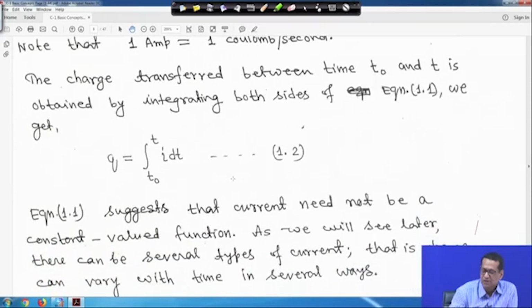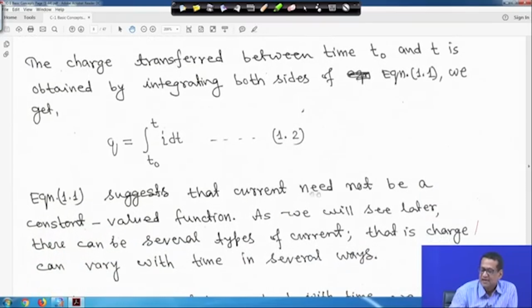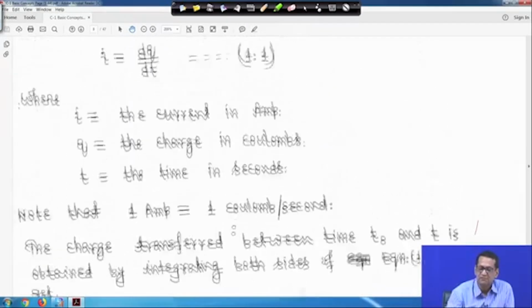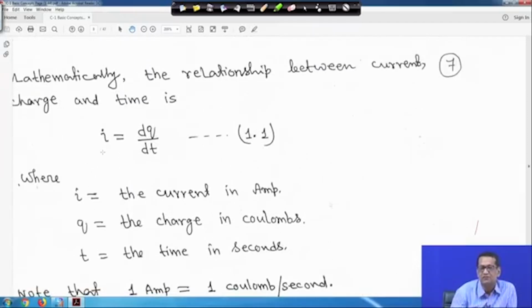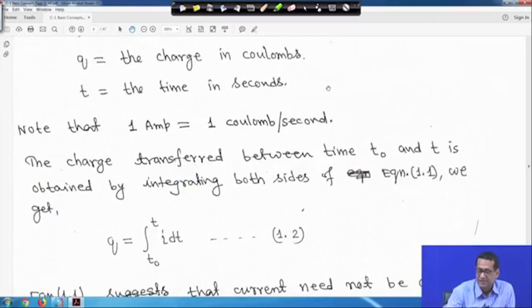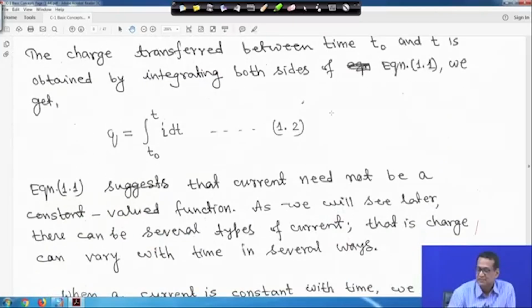So, equation 1 suggests that current needs to be a constant valued function. As we will see later, there can be several types of current, that is, charge can vary with time in several ways. We will see both DC and AC. For AC, current is time varying, and for DC, current is constant, so it is not time varying.